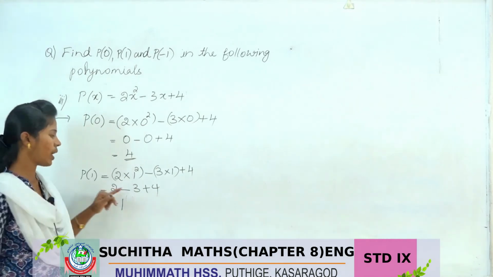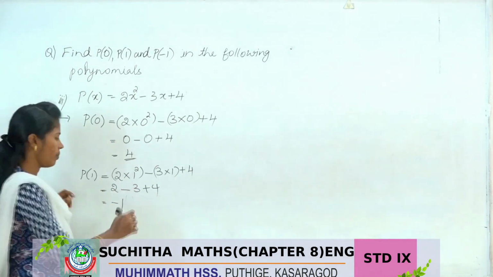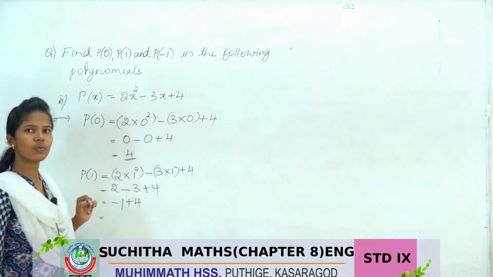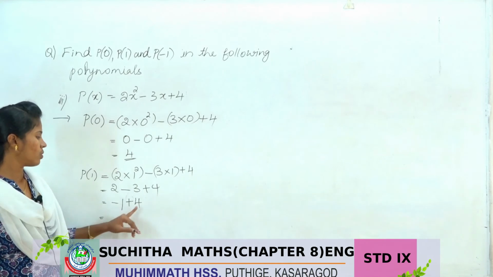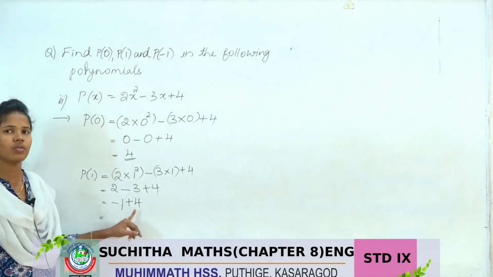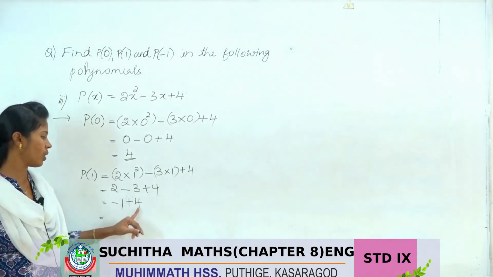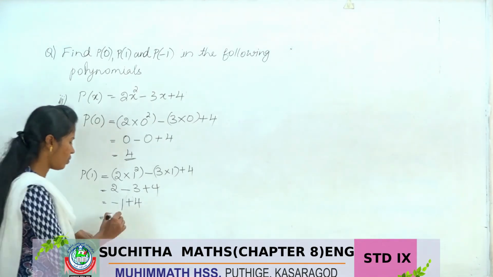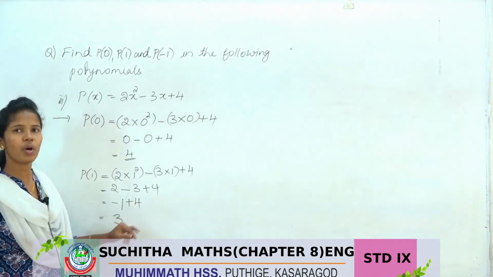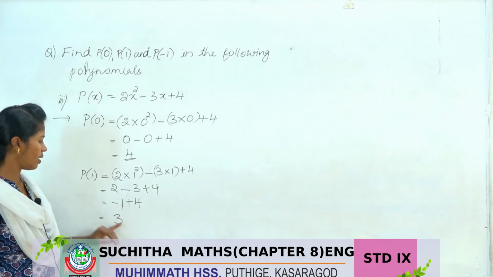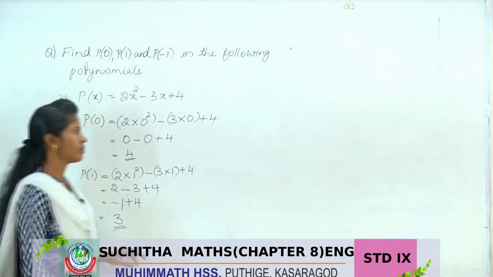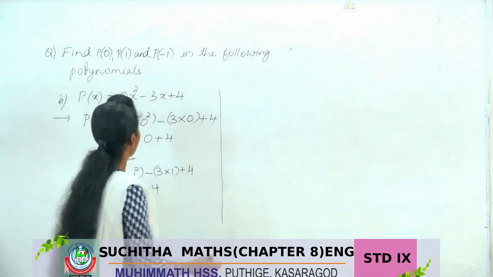2 minus 3 is minus 1 plus 4. Now minus 1 plus 4. What is its answer? So here one number is negative, another number is positive. So subtract both numbers. Okay. 4 minus 1 is 3. And sign of larger number is positive. Therefore answer is plus 3. Okay. So value of P of 1 is 3. Next one, P of minus 1.